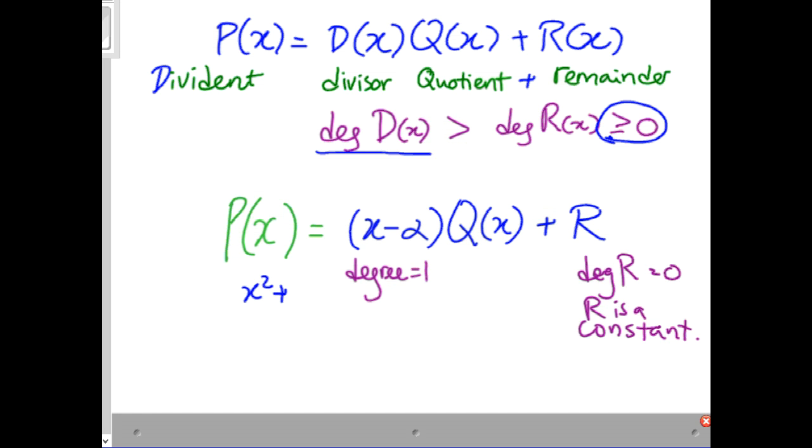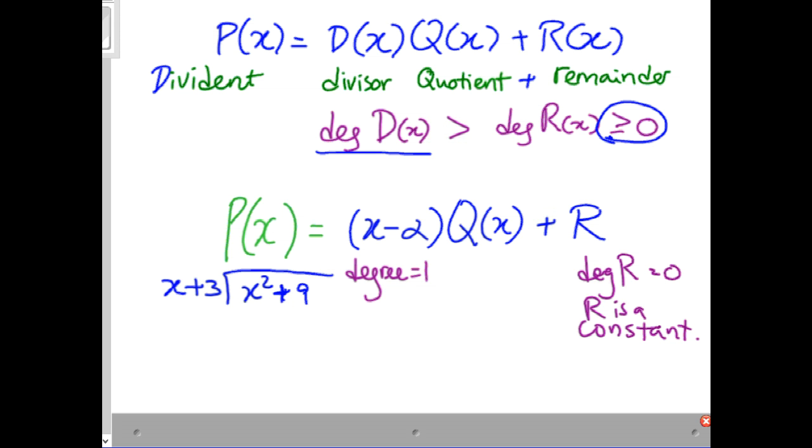So we could have a function like this, for example x squared plus 9. And I want to figure out, well, what is the divisor? The divisor could be x plus 3, for example. That's the divisor. Well, one way to do this is to do long division. This is what we've done in long division.